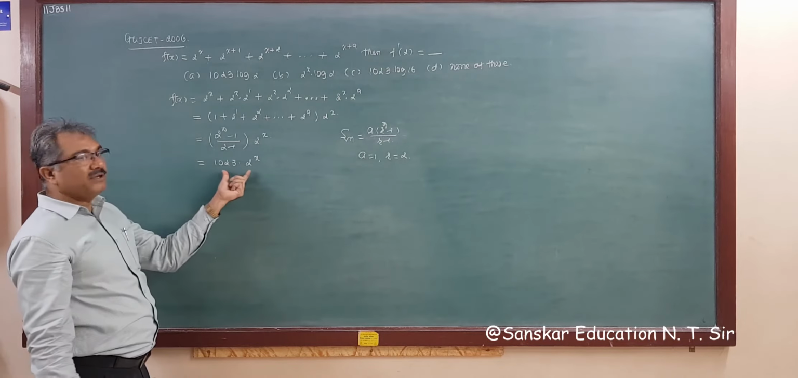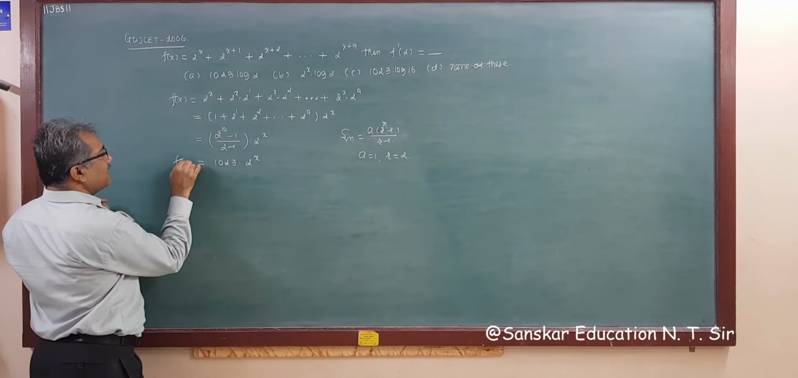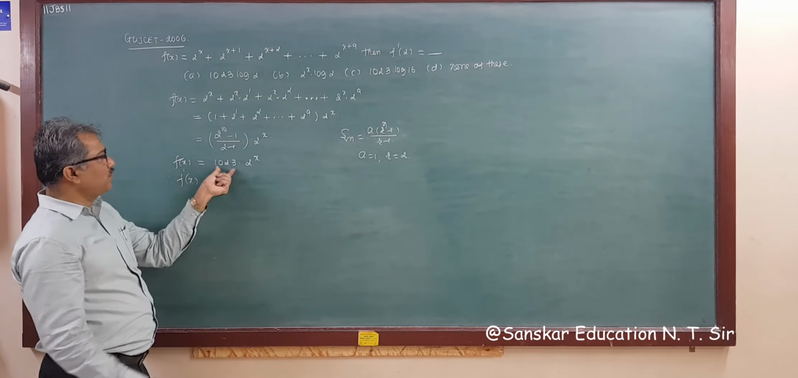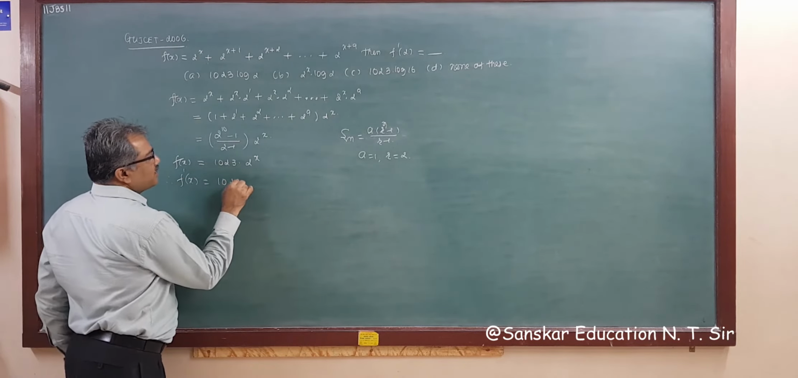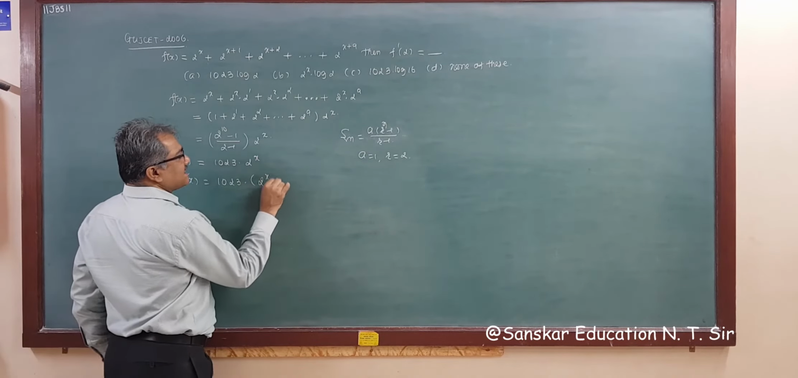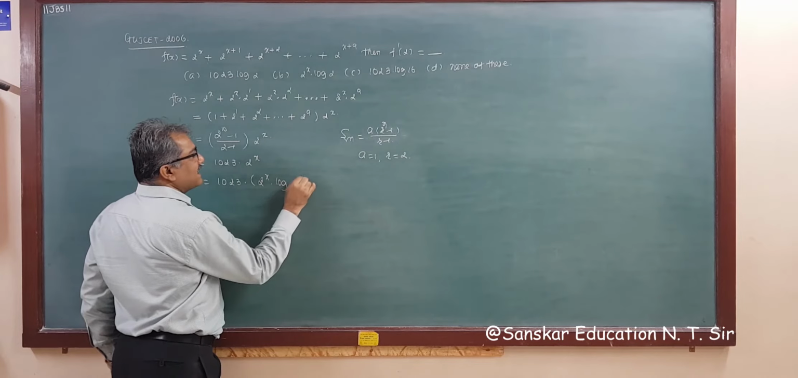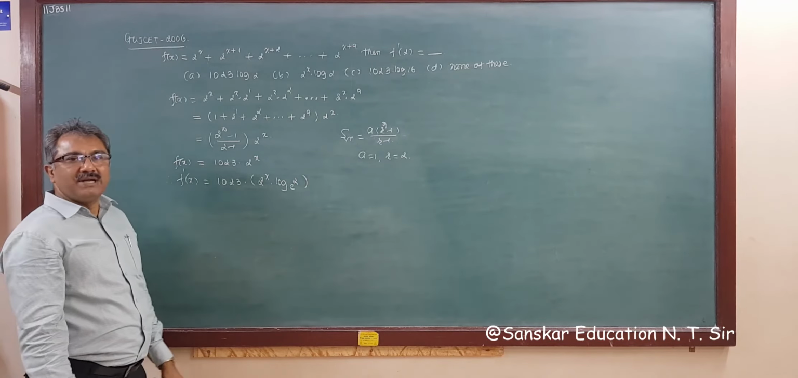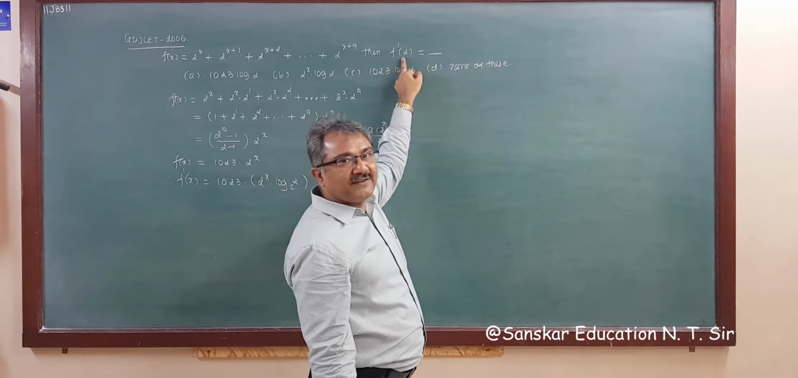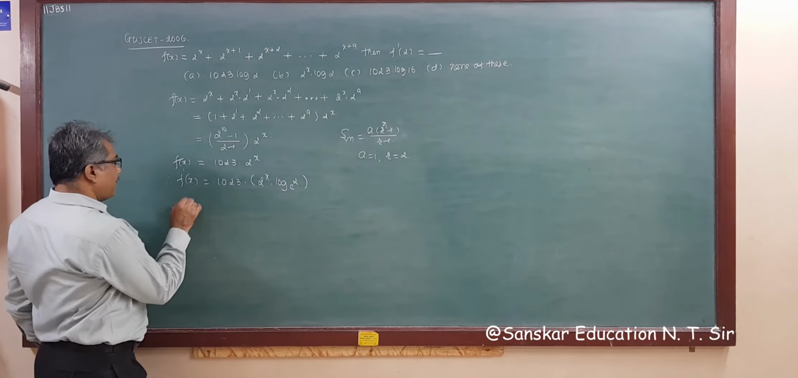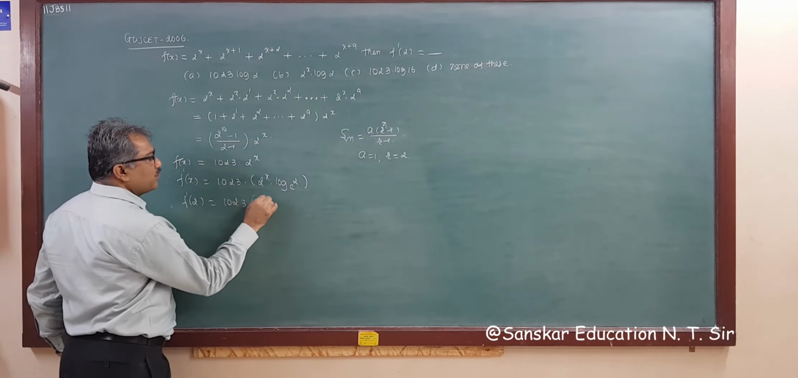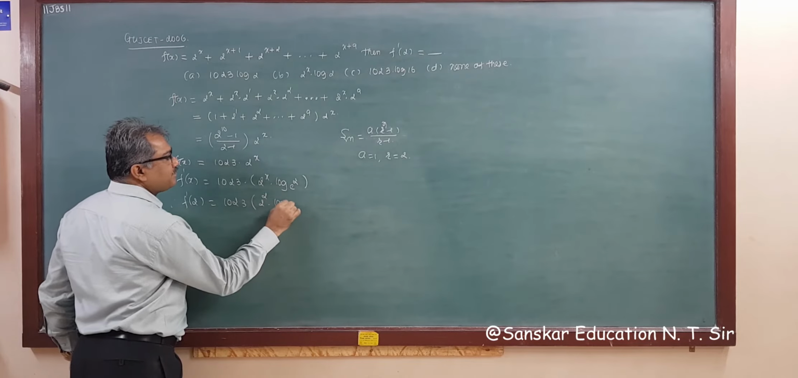So this is 1023 into 2 raised to x. This is your simple function now. So this is f(x). Differentiating with respect to x, f'(x) is equal to 1023 is constant, and the derivative of 2 raised to x is 2 raised to x into log 2 base e. This is the derivative of 2 raised to x. Now what do you require? You require f'(2). So therefore f'(2) is equal to 1023 into 2 square into log 2.